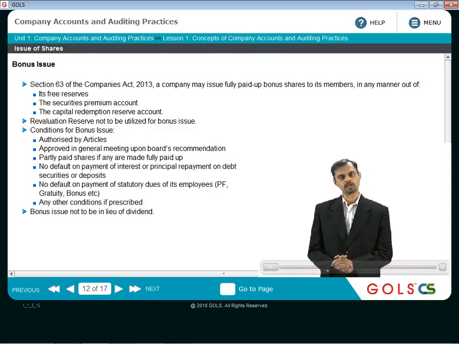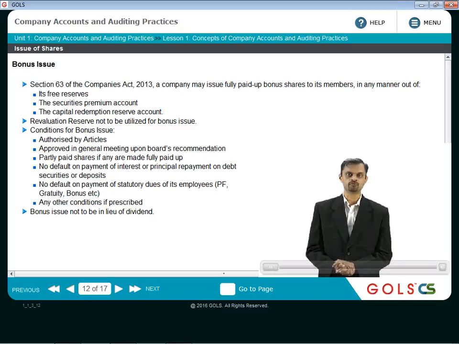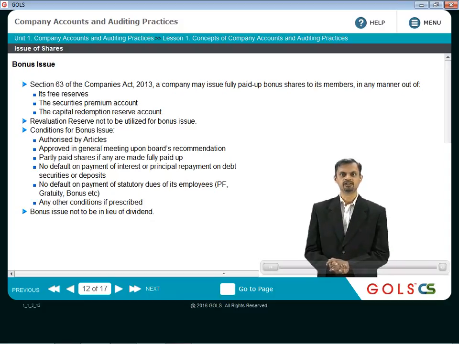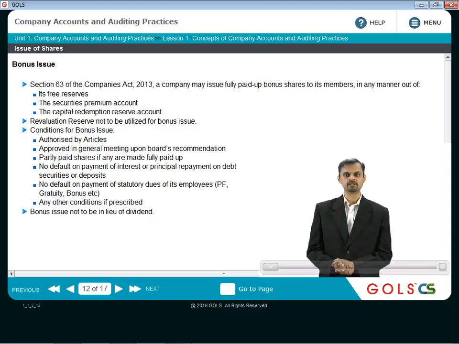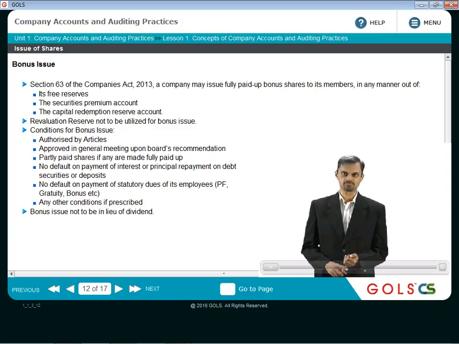Revaluation reserve cannot be utilized for the purpose of bonus issue. And another condition is that bonus issue cannot be in lieu of dividend. So the company cannot say that in lieu of the dividend we are declaring a bonus issue, or to say in other words, the dividend cannot be paid in the form of bonus issue. Other conditions for bonus issue: first of all, the bonus issue has to be authorized by the articles.